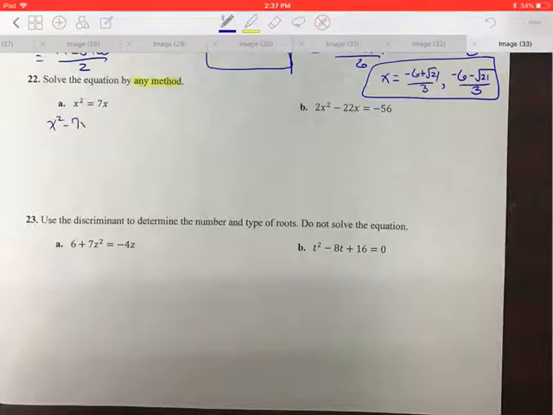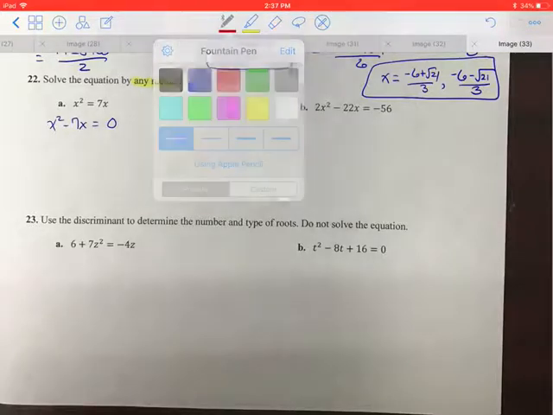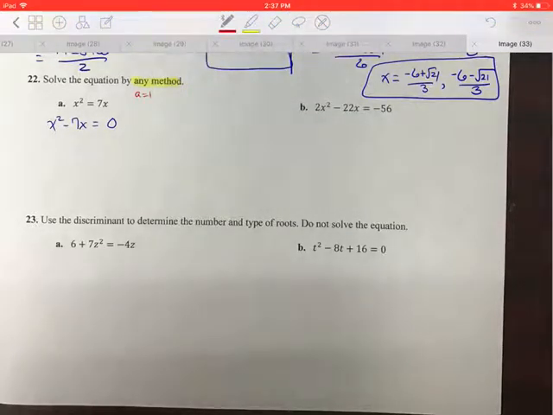So I'm going to start by moving the 7x over and setting it equal to 0. Now you could do quadratic formula on this one and it wouldn't be horrible. Your A would be 1, your B would be -7, and your C would be 0. All right, so that would be an option, and you're welcome to try that.